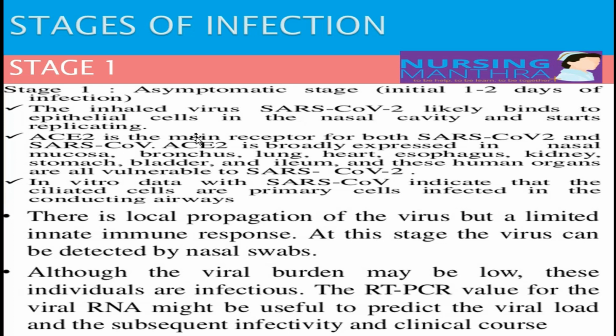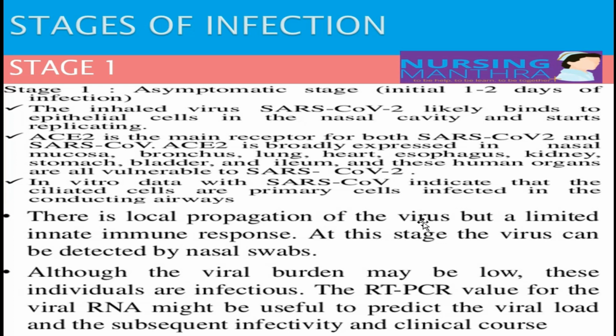Then, ACE2 is the main receptor of both SARS coronavirus 2 and SARS coronavirus. ACE2 is broadly expressed in the nasal mucosa, bronchus, lungs, heart, esophagus, kidney, stomach, bladder, and ileum, and these human organs are all vulnerable to SARS coronavirus 2. In vitro data with SARS-CoV indicate that the ciliated cells are the primary cells infected in the conducting airways.